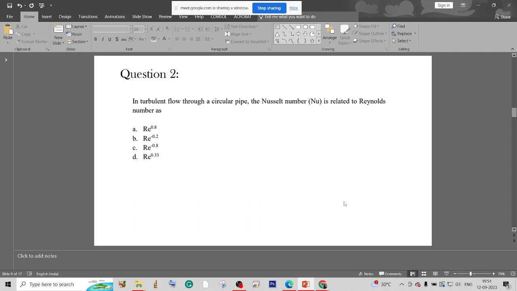RE raised to 0.8 as per Dittus-Boelter equation. Yes, that is correct. So this will be the option. I don't think I need to explain this. Then question number 3.